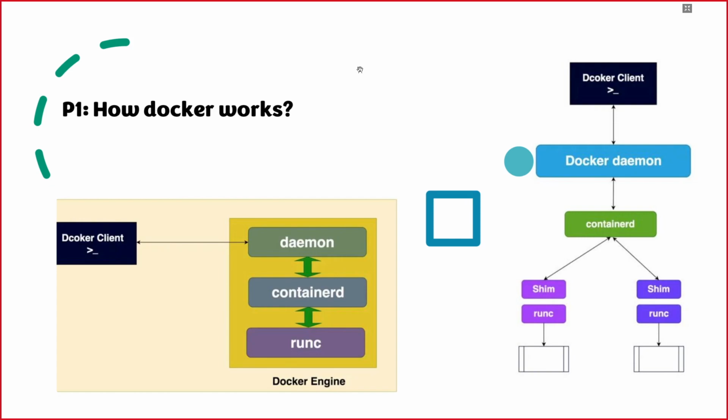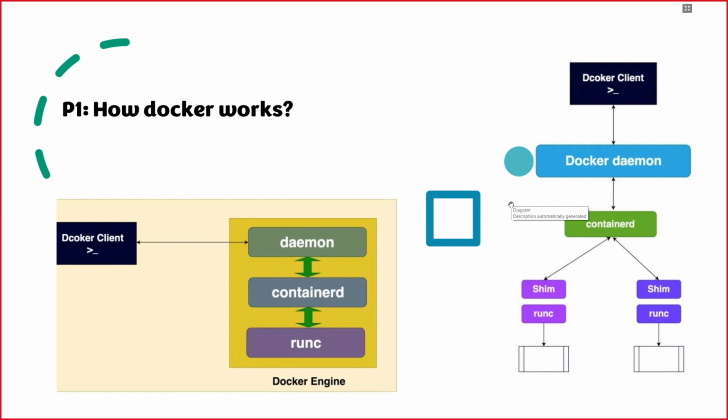Okay. So, we said Docker client connects to daemon, daemon connects to containerd, and containerd connects to runc. On the right, as you can see, the process: you pass a command on the Docker client, for example, docker build, and it passes it to the Docker daemon, and containerd, and then runc.